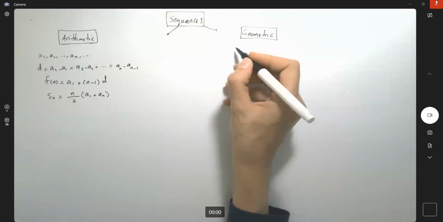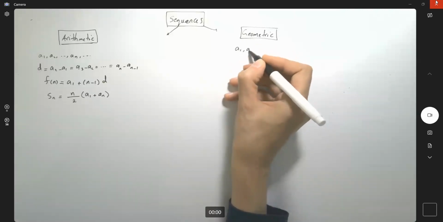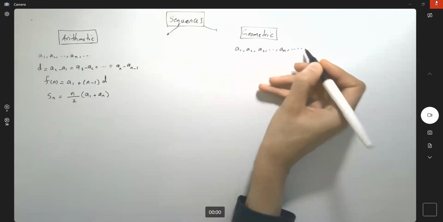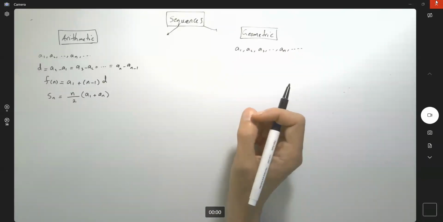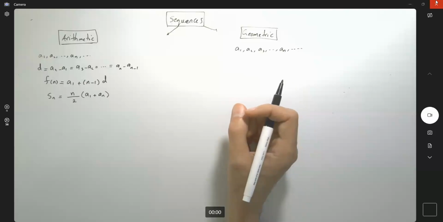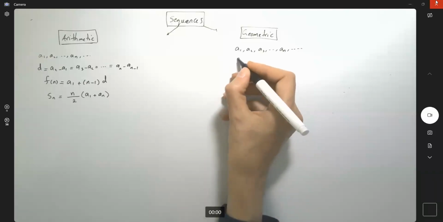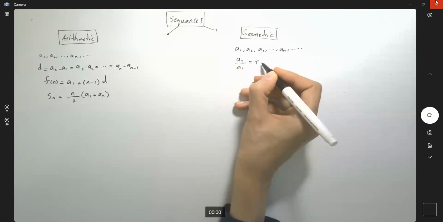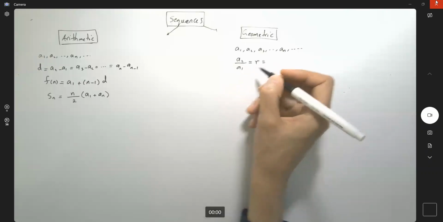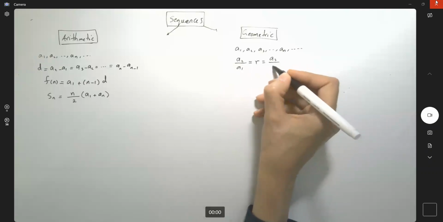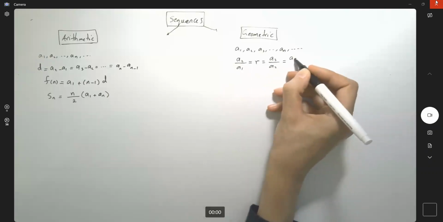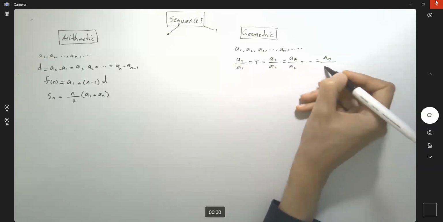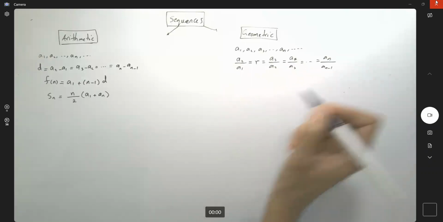Then, besides the arithmetic sequence, you have another sequence that we call geometric sequence. Basically, if you have the terms of the sequence, A1, A2, A3, AN, and the rest of them, you're going to have a common ratio. What is a common ratio? If I divide A2 by A1, it is equal to a fixed number like R that we call common ratio, which is the same as A3 divided by A2, which is the same as A4 divided by A3, which is the same as AN over AN minus 1.